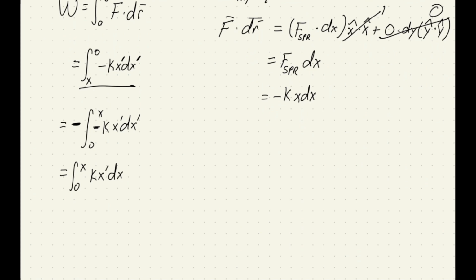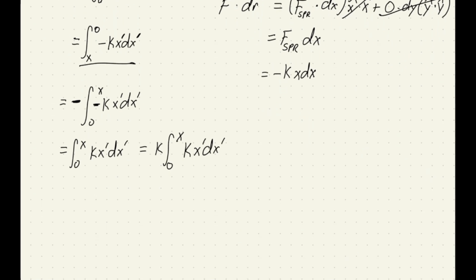K is a constant, so it just comes right out front, comes out of the integration. So I get k times the integral from 0 to x of x prime times dx prime. Just like before, our integration tells us that the integral of x to the n dx is equal to 1 over n plus 1 times x to the n plus 1. Here we have just x prime, so that's x to the first power, which means n is 1.